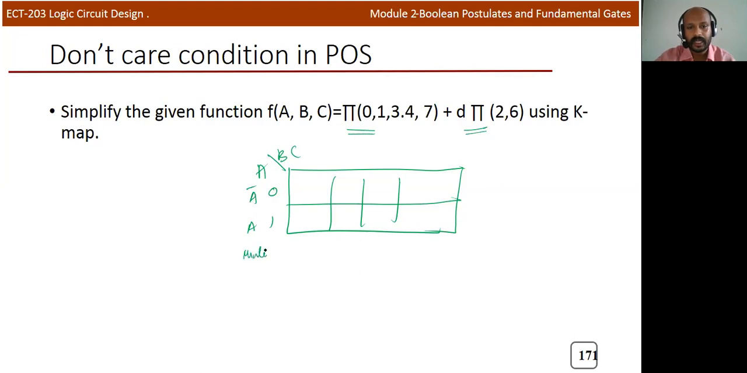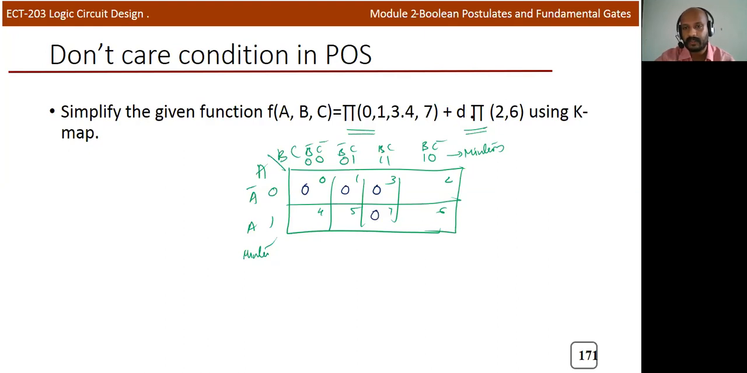This is 0, 0, 0, 1, 1, 1, 1, 0, actually B bar C bar, B bar C, B C, B C bar. So this is also min term representation, but actually we are going for max terms. So 0, 1, 2, 3, 4, 5, 6, and 7. Now we need to indicate for 0 there is a 0, for 1 there is a 0, for 3 there is a 0, for 7 there is a 0, and two more conditions. This is a don't care condition.